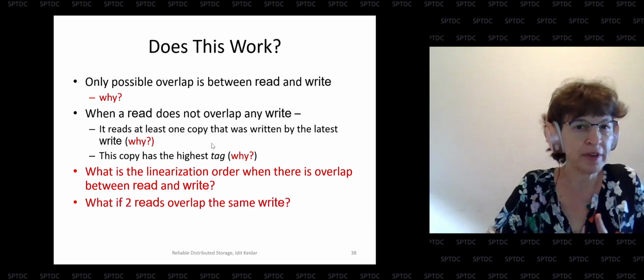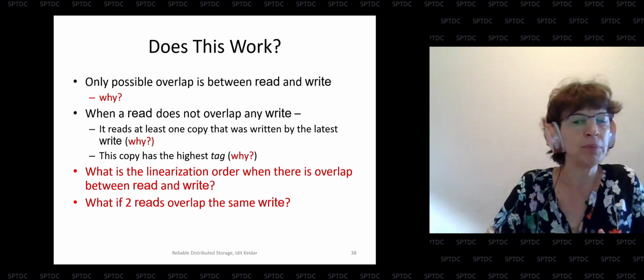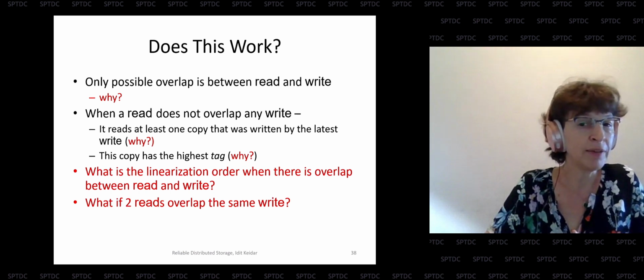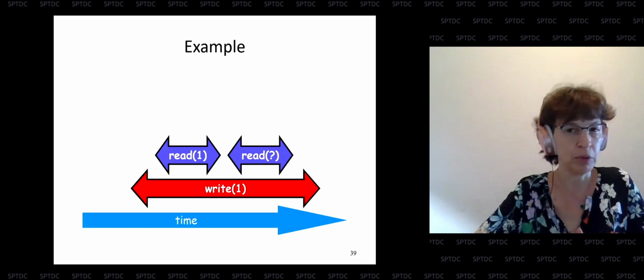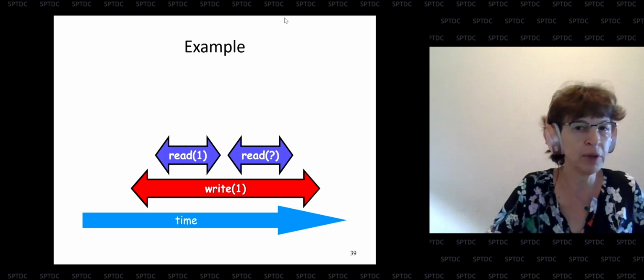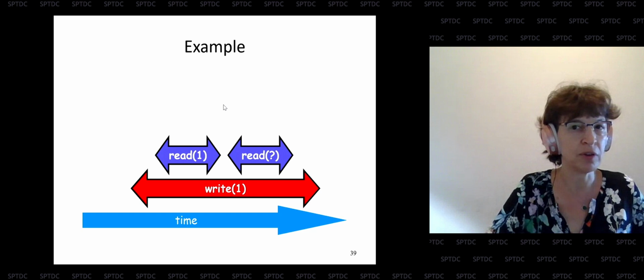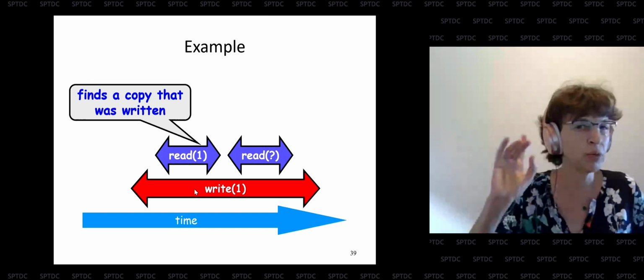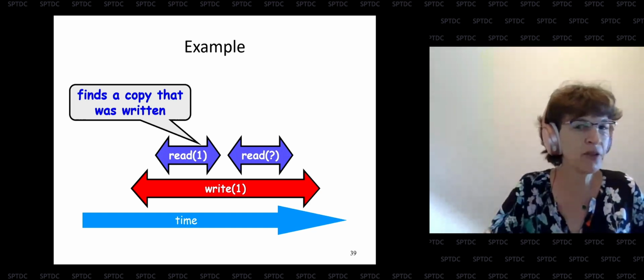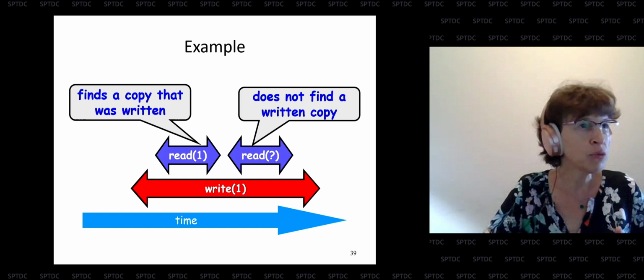But we have to consider this. We know that the only overlap is between the read and the write, but we can have two reads overlapping the same write. So we can have this scenario, for example. We can have a write ongoing that is taking a very long time. And then we have one read, which completes, and then another read starts. What is going to happen if the write has so far managed to write one copy, not a majority? The first read is going to find this exact one copy that was written. But the second read reads a different majority and doesn't find that copy.